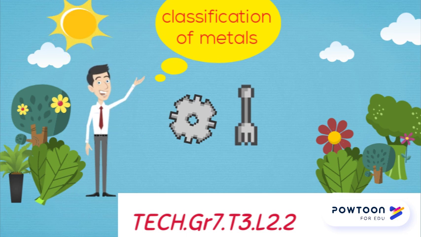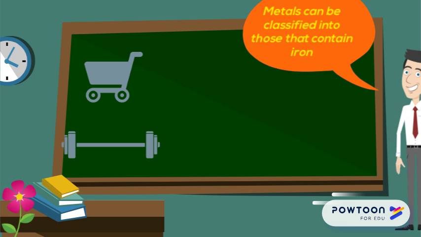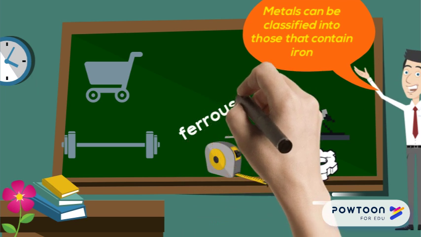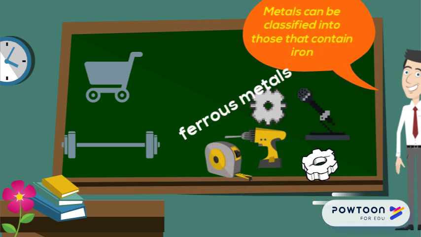Let's discuss the classification of metals. Metals can be classified into those that contain iron and those that don't. Metals that contain iron are called ferrous metals and are magnetic. Some are more magnetic than others because of their iron content. Ferrous metals corrode or rust easily.